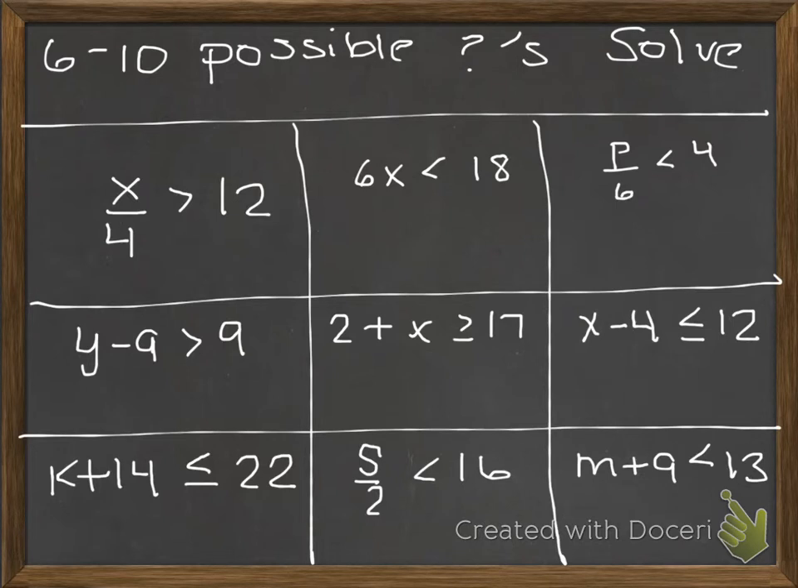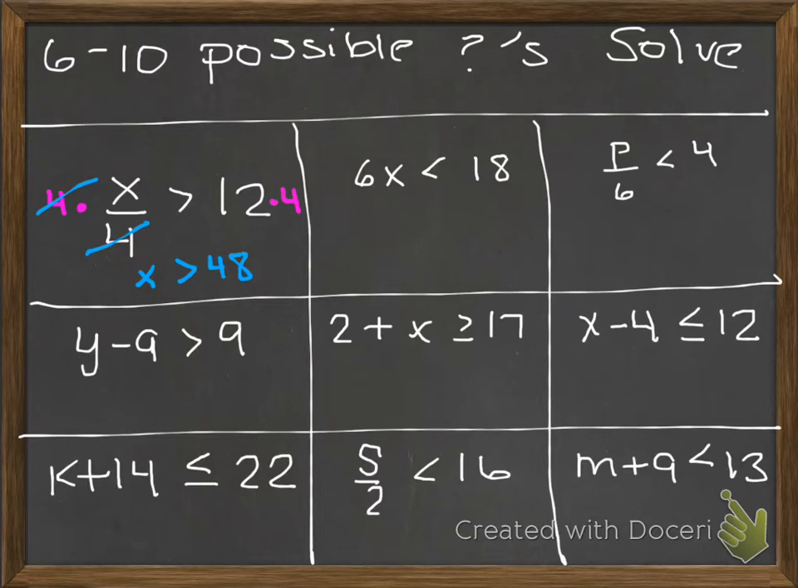The first one that we're going to look at is x divided by 4 is greater than 12. As you can see, x divided by 4 is on the left, so we need to undo dividing by 4. To undo dividing by 4, we do the inverse, which is to multiply each side by 4. Go ahead and do that now. That will cross out the two 4s right here, and you'll be left with x is greater than 48.